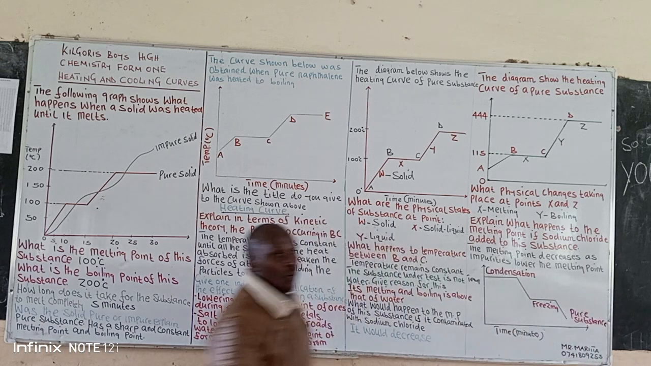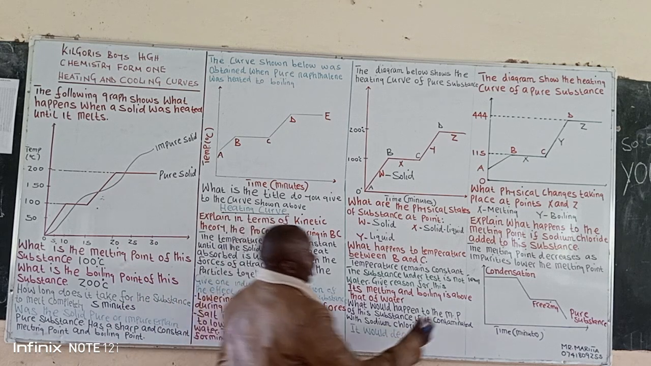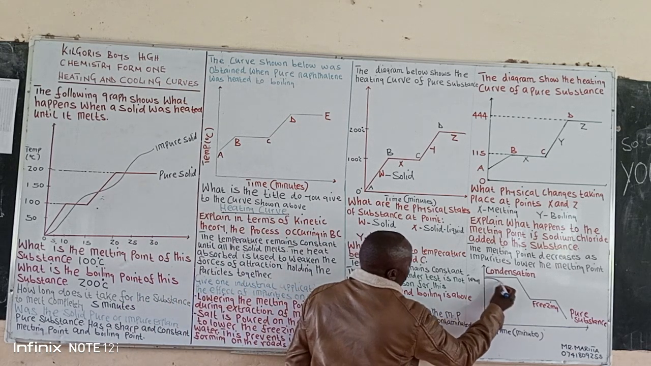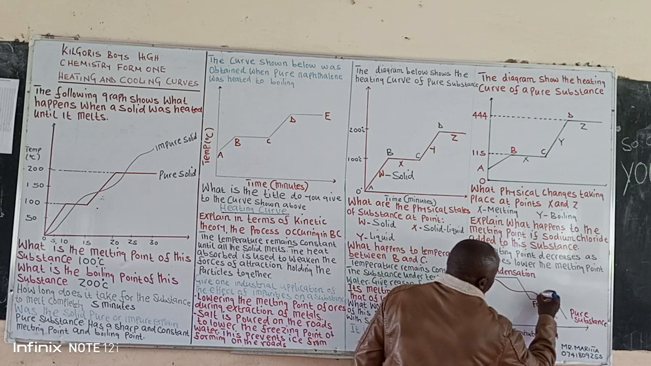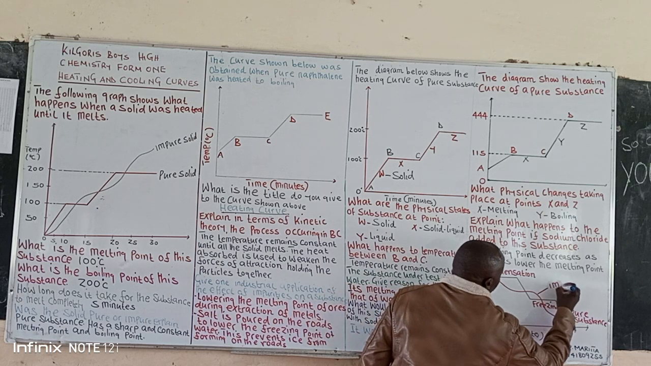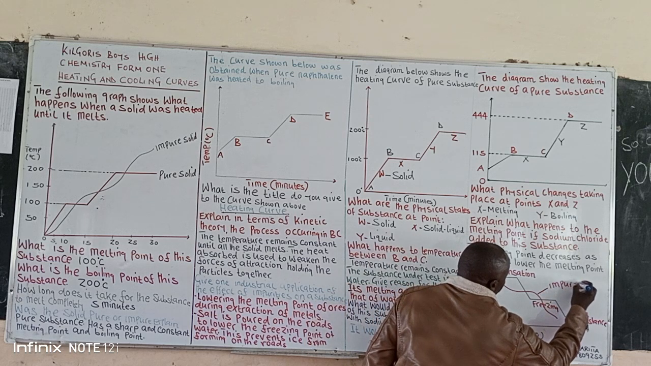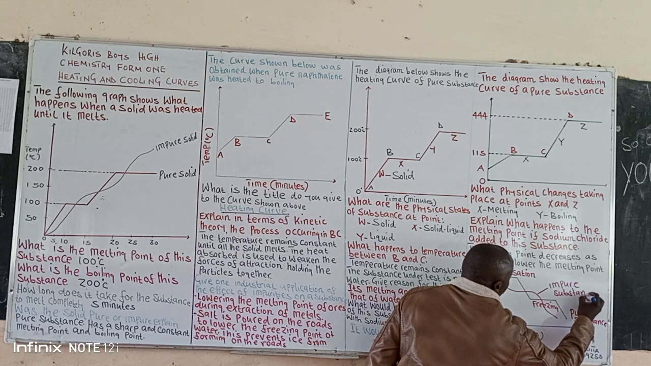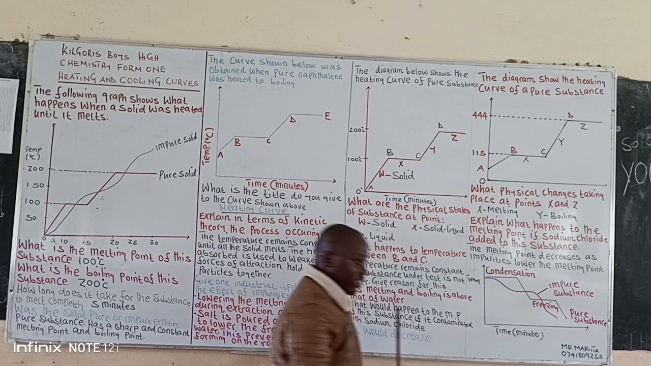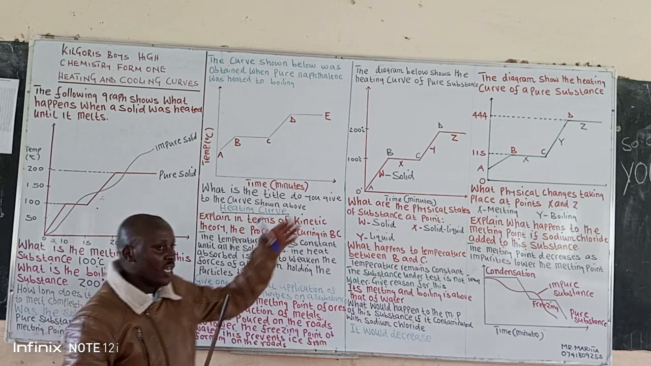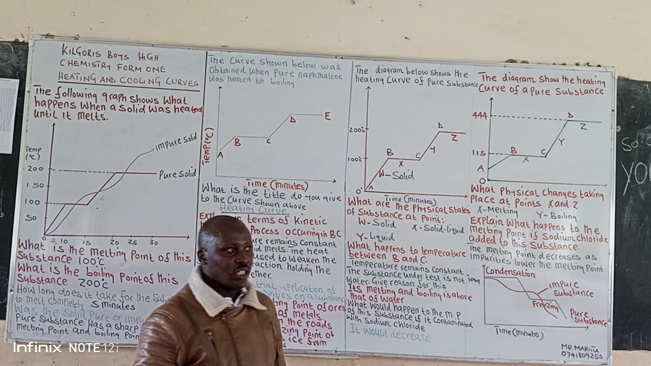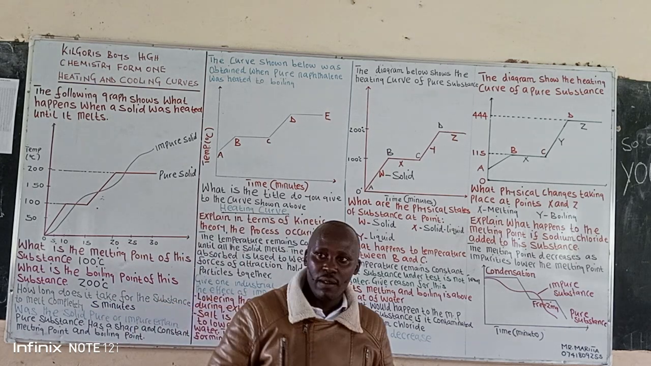You might also be required to indicate the cooling curve of an impure substance. So this is the impure substance. The impure substance normally does not have sharp melting and boiling points. That's how you can distinguish between an impure substance and of course the pure substance.